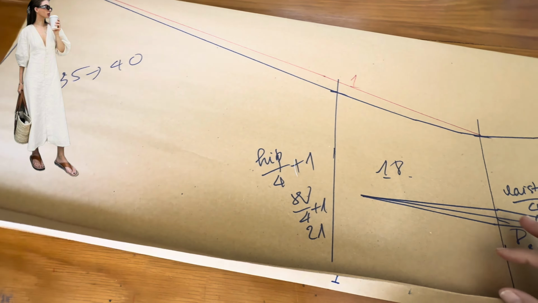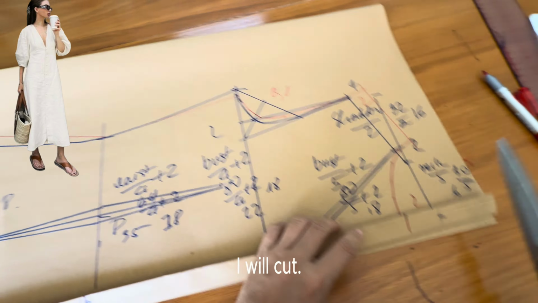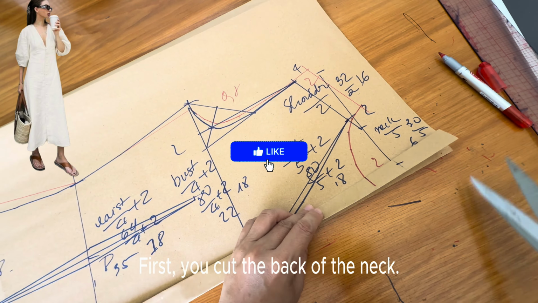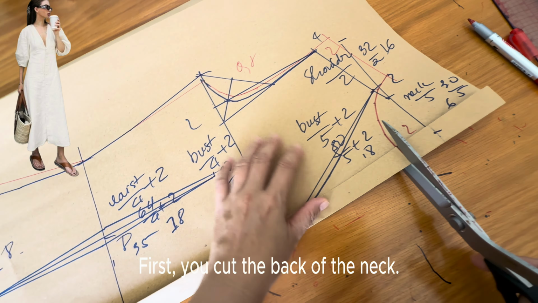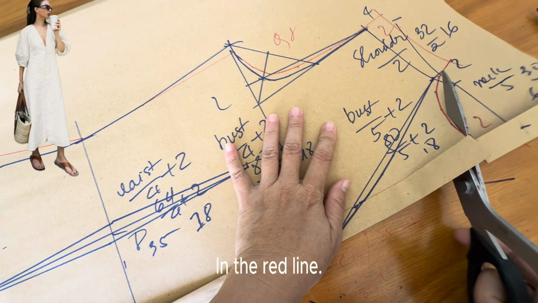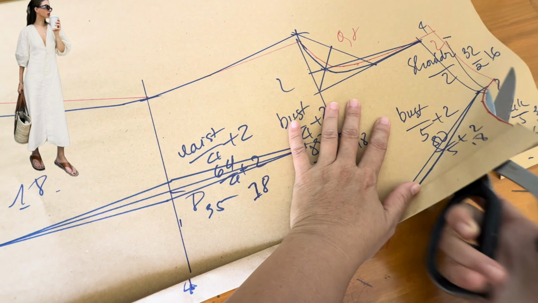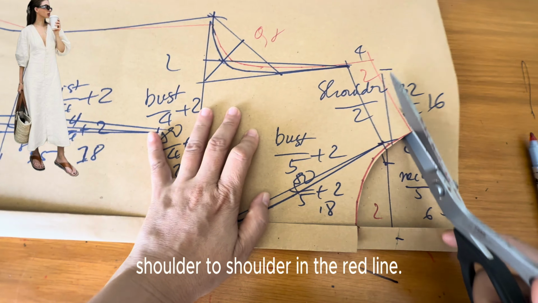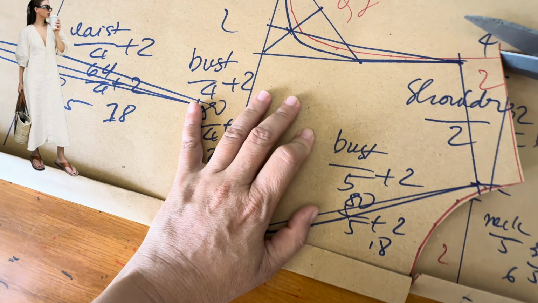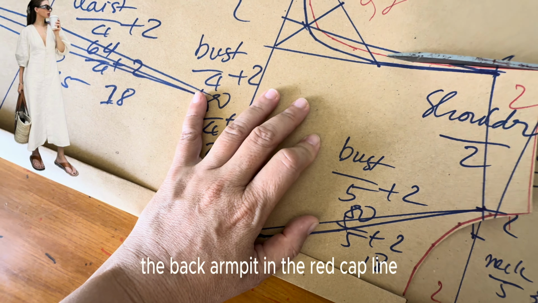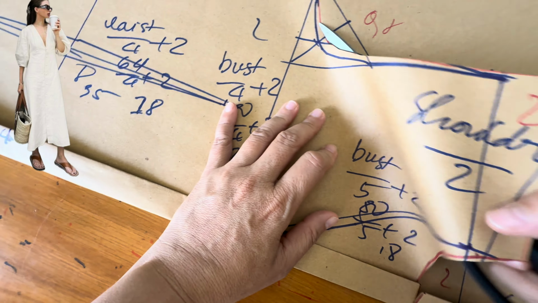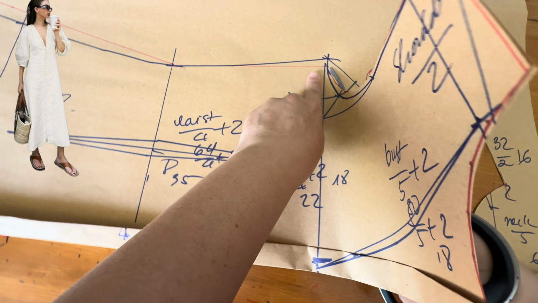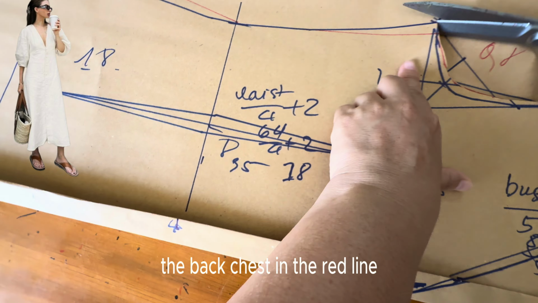Then the next. I will cut. First, you cut the back of the neck on the red line. Shoulder to shoulder on the red line. The back armpit on the red line. I will reduce it later. The back chest on the red line.